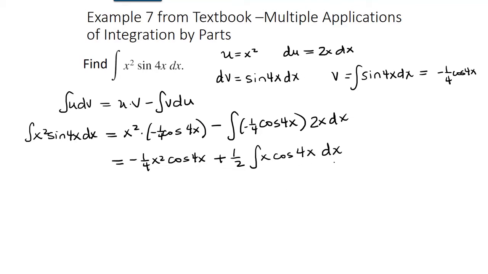So now this integral also fits the common pattern that we see with it: x to a power out front of a trig function, the power being 1 in this case. So we're going to use integration by parts again. So yes, a second time in the same problem. And u2 is going to be x, and dv2 is going to be cosine 4x dx.